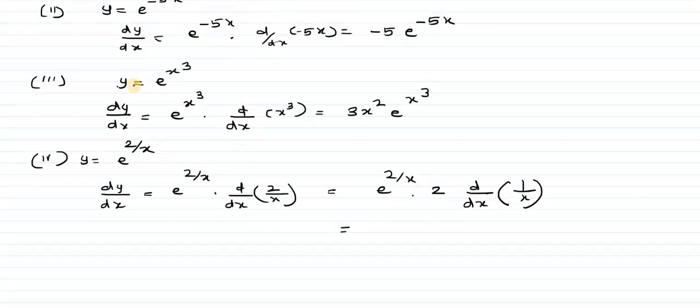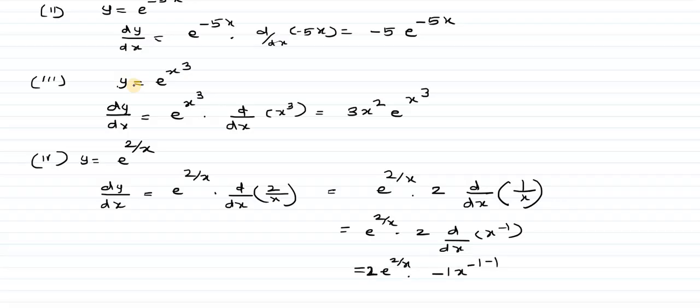In the beginning, you can go step by step. Once you are accustomed to this differentiation, you can just use the direct formula. With the denominator we cannot differentiate, so I will bring it to the numerator, x power minus 1. So 2 e power 2 by x, differentiation of x power minus 1 is minus 1, x to the power minus 1 minus 1. Which will give me minus 2 e power 2 by x divided by x square. Clear?